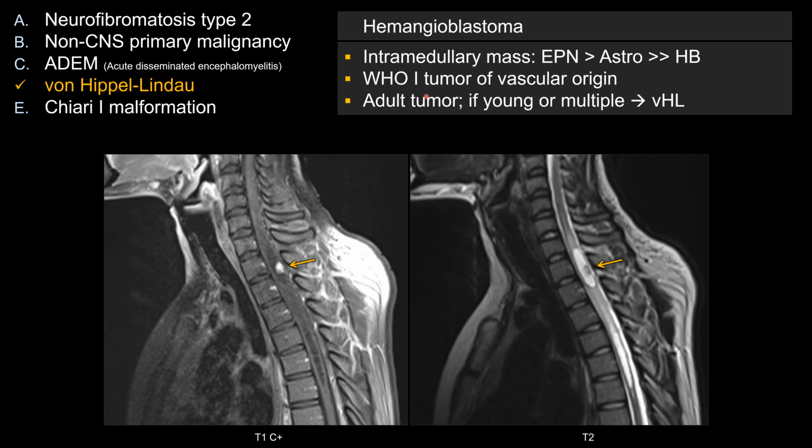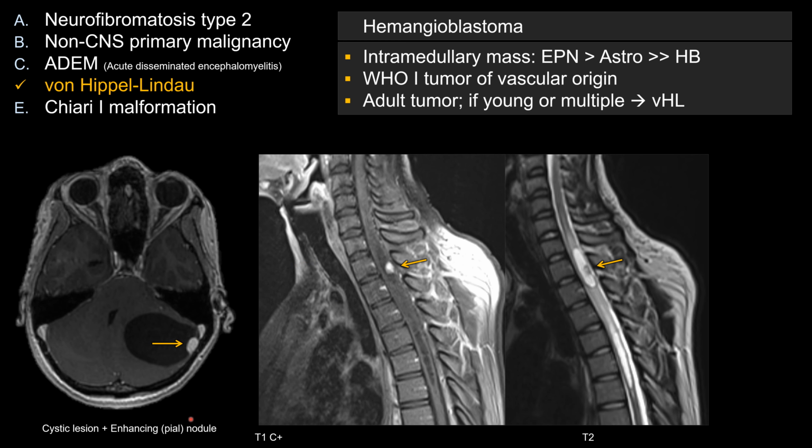Hemangioblastoma is a low-grade lesion, WHO 1, a tumor of vascular origin, so they tend to enhance avidly. And this lesion, hemangioblastoma, is an adult tumor. The peak age is about the fourth decade. If you see a hemangioblastoma in kids, or if you see multiple hemangioblastomas, then you should think about the patient may have Van Hippel-Lindau.